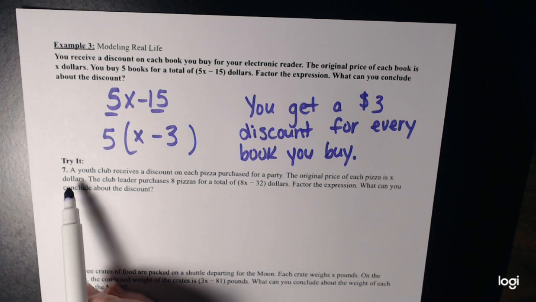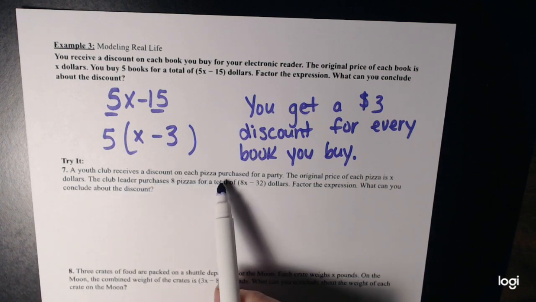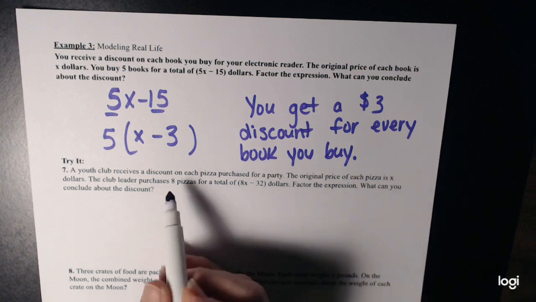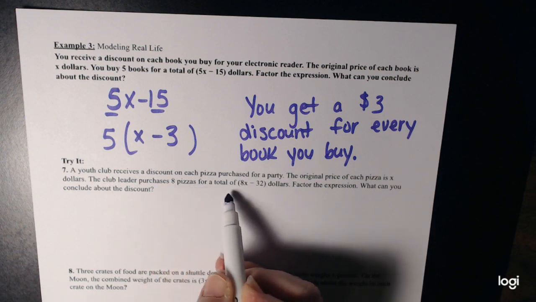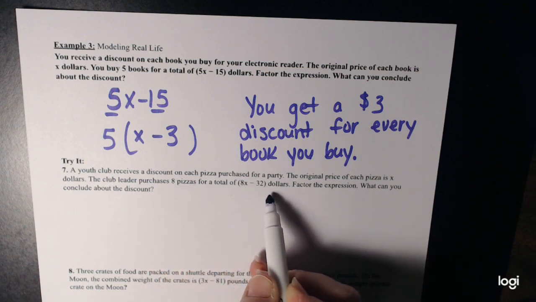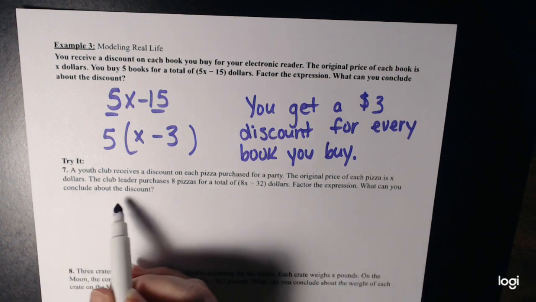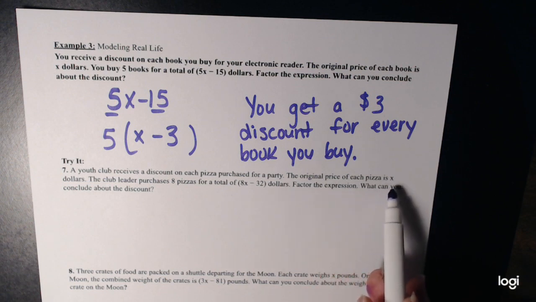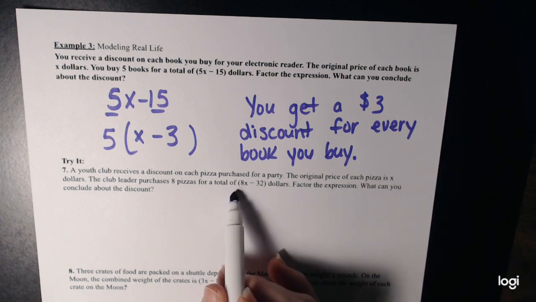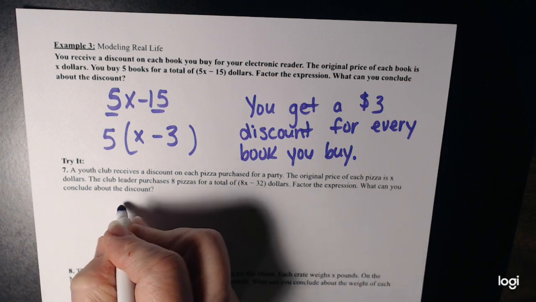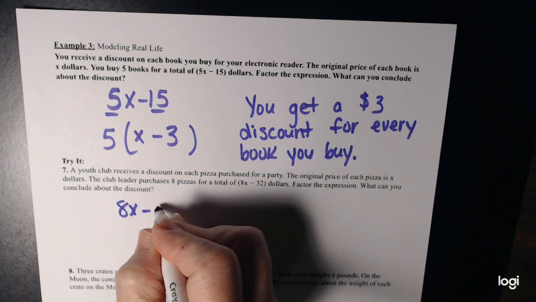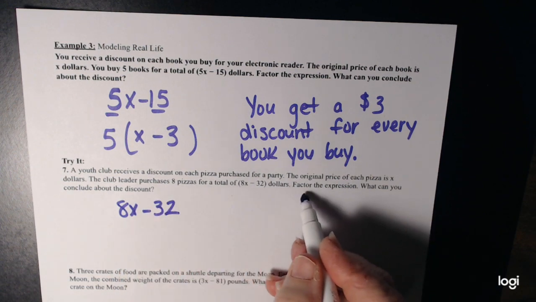It says, try it. A youth club receives a discount on each pizza purchased for a party. The original price of each pizza is X dollars. The club leader purchases 8 pizzas for a total of 8x minus $32. Factor the expression. What can you conclude? This is a lot like the one we just did. So we know that each pizza costs X dollars. Well, we bought 8 pizzas, so that's 8x. So we're going to write 8x minus 32. We have to factor that.